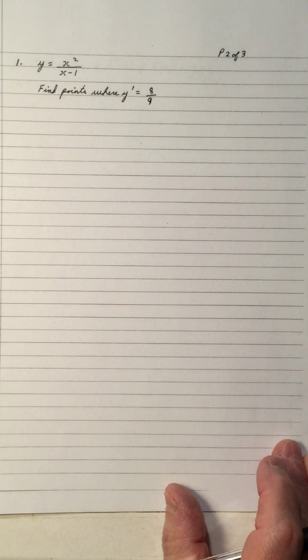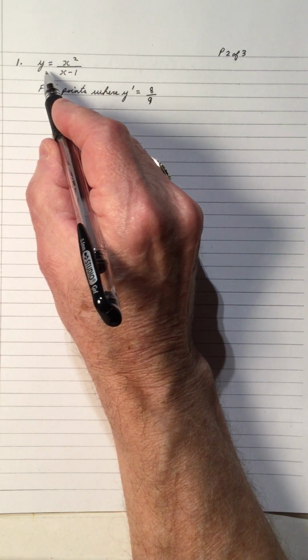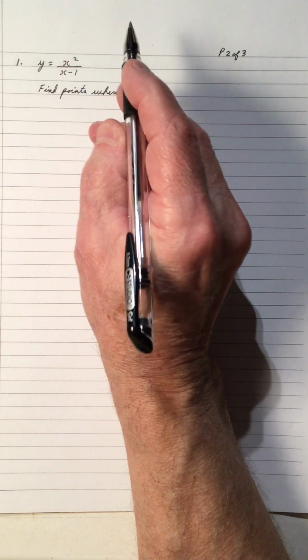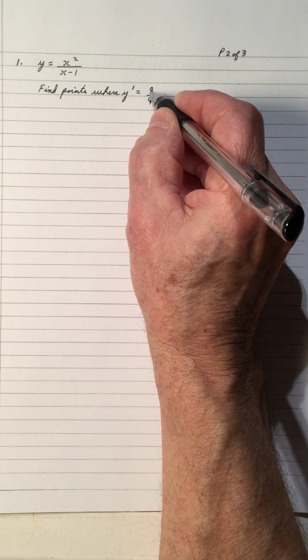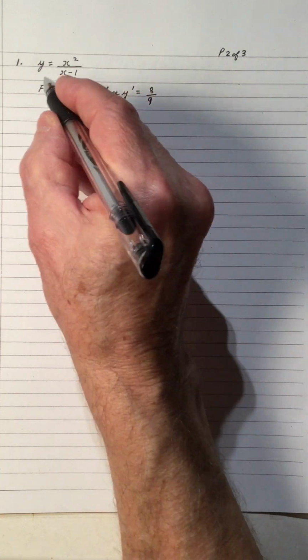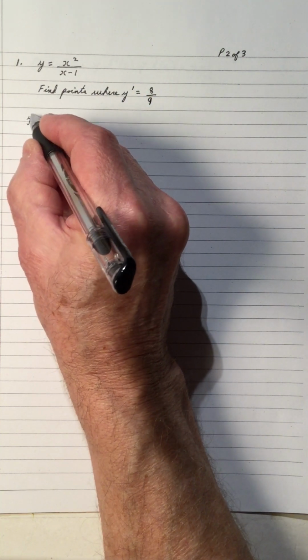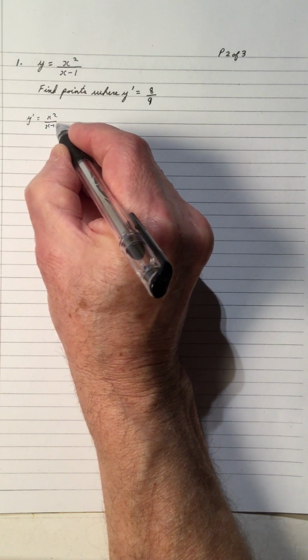Again, more examples. Number 1, y equals x squared divided by x minus 1. Find the points where y prime is equal to 8 over 9. So y prime is the derivative, so let's do the derivative of this function. So y prime is the derivative of x squared over x minus 1.